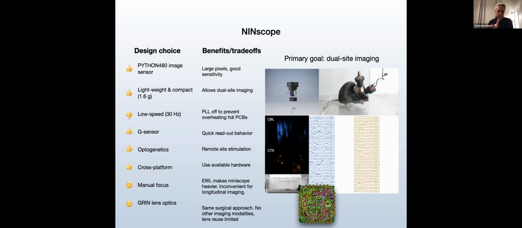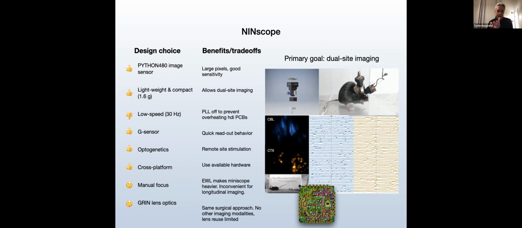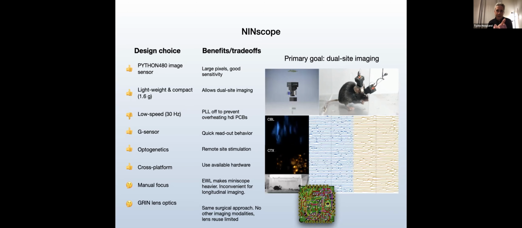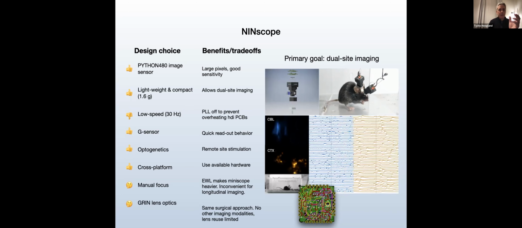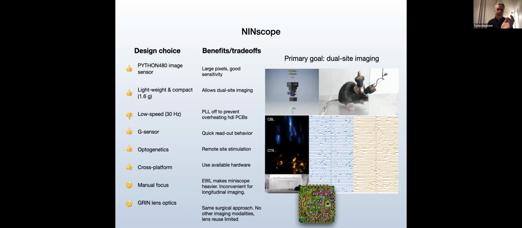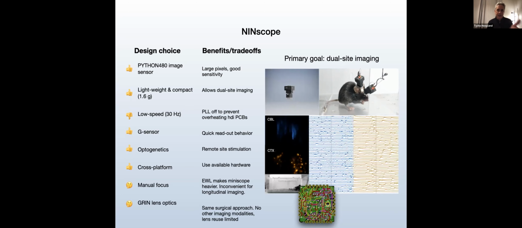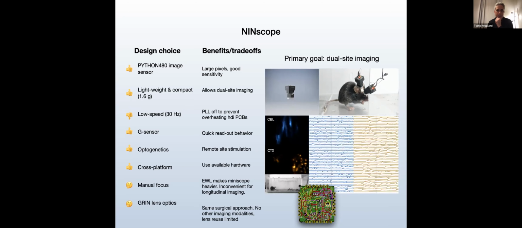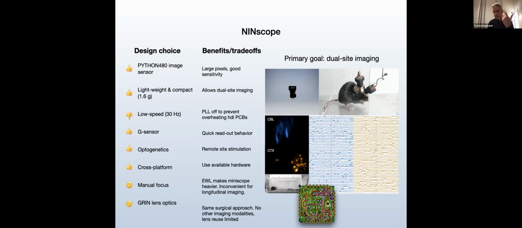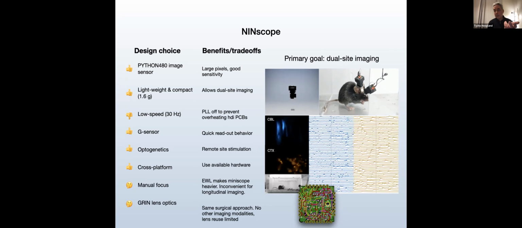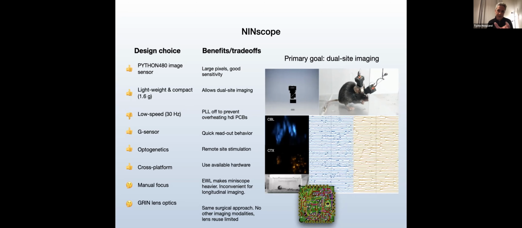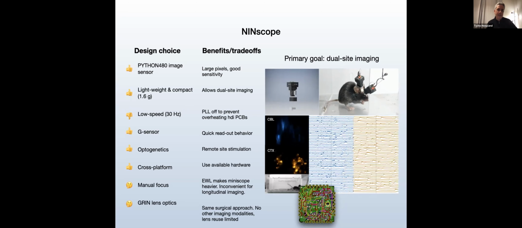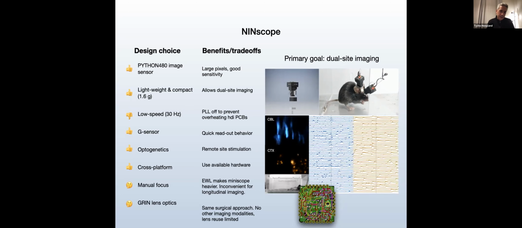And one of the other design choices that was really necessitated for a dual side imaging miniscope was that we used manual focus. Electronic focusing would be useful and could be implemented. We actually tested the electrowetting lens as well, but it added another half a gram of weight, and so we didn't want that. So we decided to forgo this and stick with manual focusing. And we also stuck with GRIN lens optics.